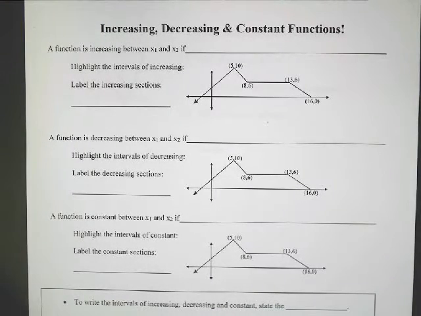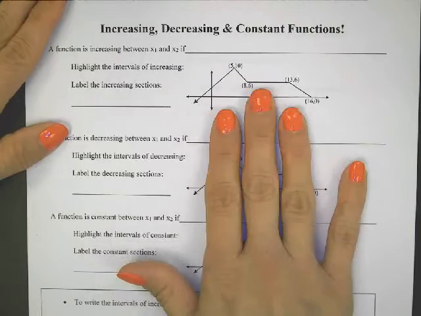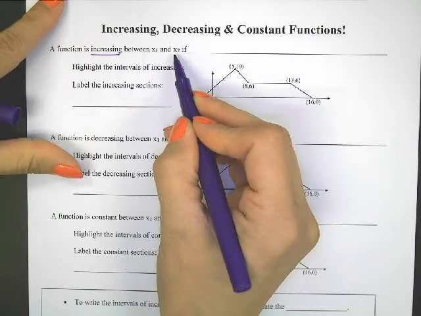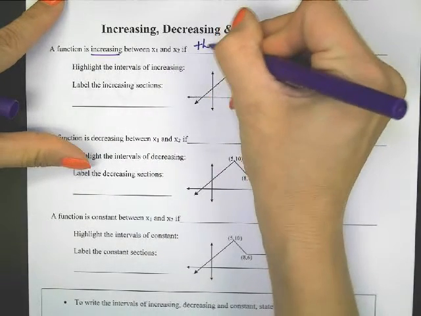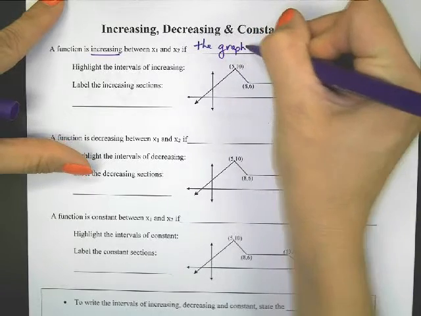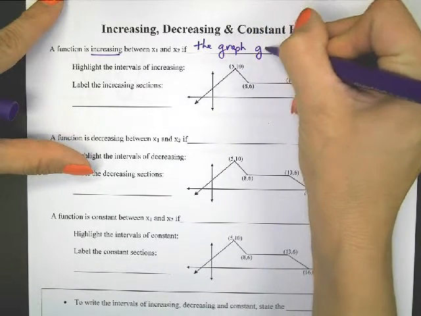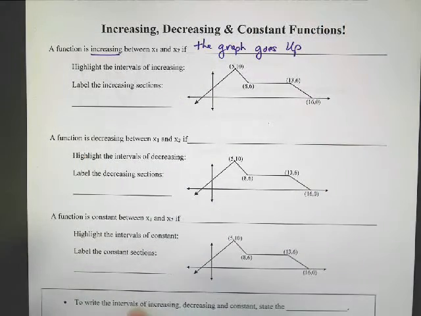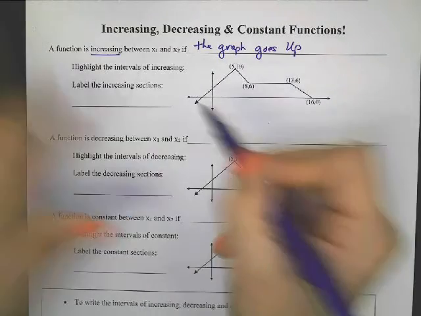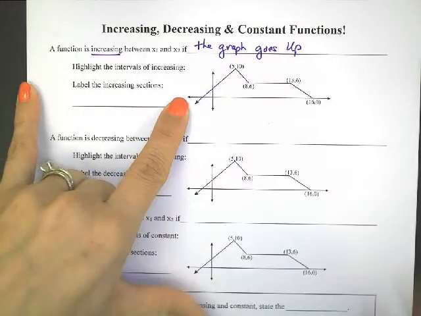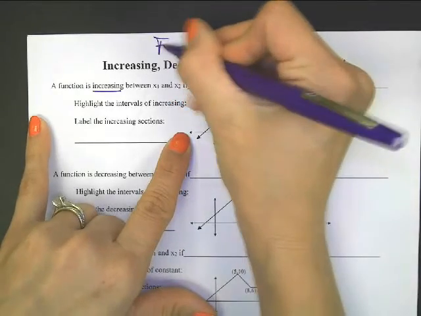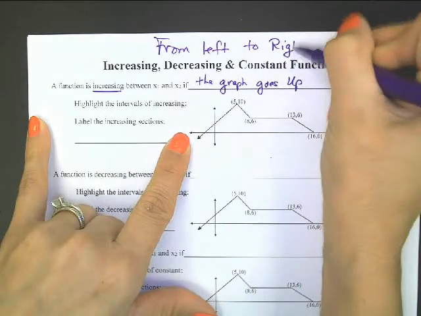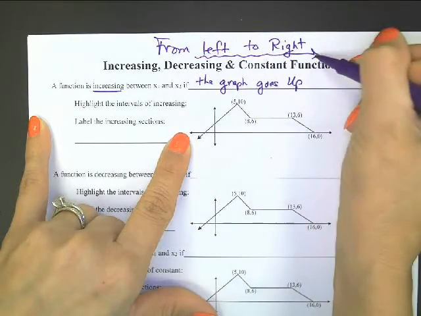Okay, increasing, decreasing, and constant. I take a look at this function. Okay, a function is going to be increasing between x1 and x2 if the graph goes up. And what that means is the y values are going up. So right here, you start on the left. So from left to right, I'm going to put that note up at the top. Okay, you always go from left to right, just like you're reading a book, left to right.